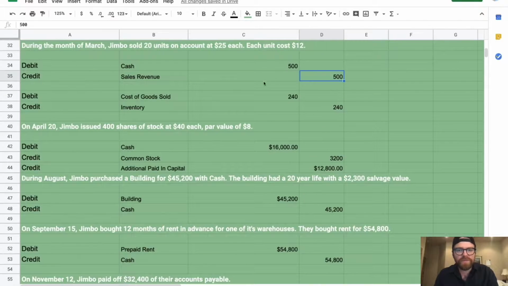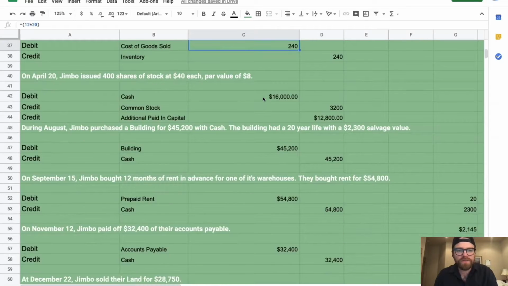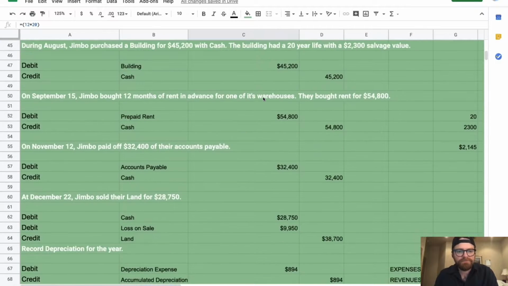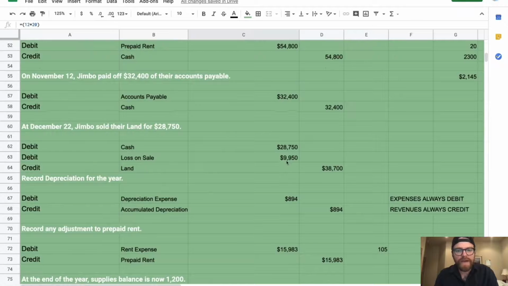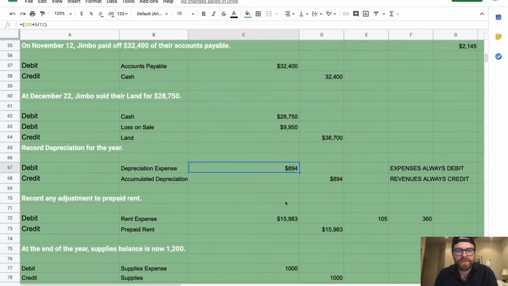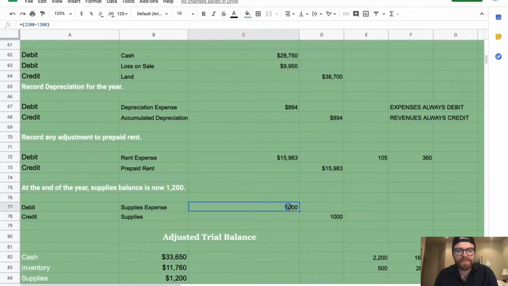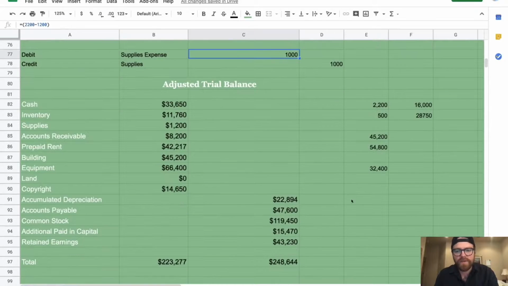What expenses did we have? We had 240 in cost of goods sold. We had a loss here, which is important. We need to record that loss. And we had depreciation expense, rent expense, and supplies expense. So a few things here. So what we're going to do is this.